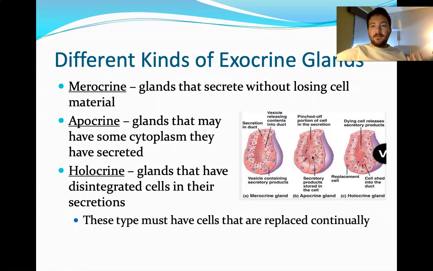Cytoplasm, the liquid medium of the cell, is lost when it is secreted. And holocrine glands actually have cells that are disintegrated and dying, which leave the body. And your coloring book has excellent examples of each of these types of secretions, and we're going to go more into that on Wednesday.